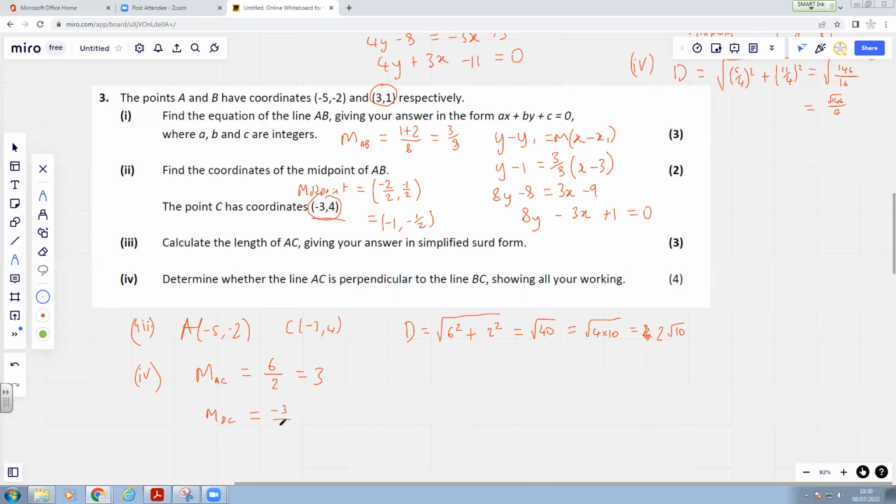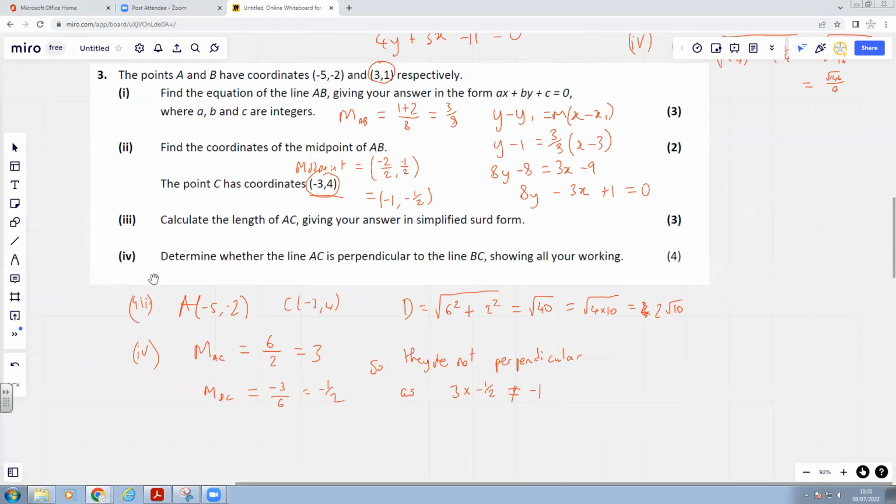And then 3 minus minus 3, which is 3 plus 3, which is 6. And that's minus a half. So it looks to me like they're not perpendicular, because one is not the negative reciprocal of the other. But another way of putting it, and you must justify your answer, I'm just going to say 3 times minus a half doesn't equal minus 1. Remember, two perpendicular gradients you multiply to give minus 1.